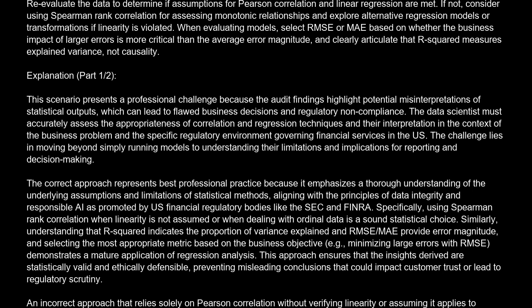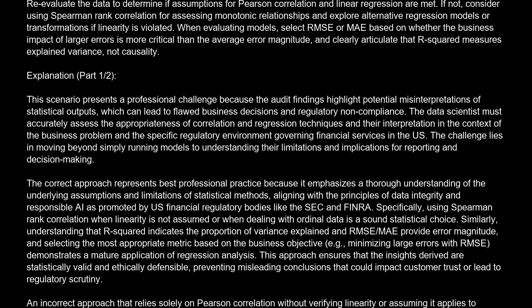Explanation. This scenario presents a professional challenge because the audit findings highlight potential misinterpretations of statistical outputs, which can lead to flawed business decisions and regulatory noncompliance. The data scientist must accurately assess the appropriateness of correlation and regression techniques and their interpretation in the context of the business problem and the specific regulatory environment governing financial services in the U.S. The challenge lies in moving beyond simply running models to understanding their limitations and implications for reporting and decision-making.